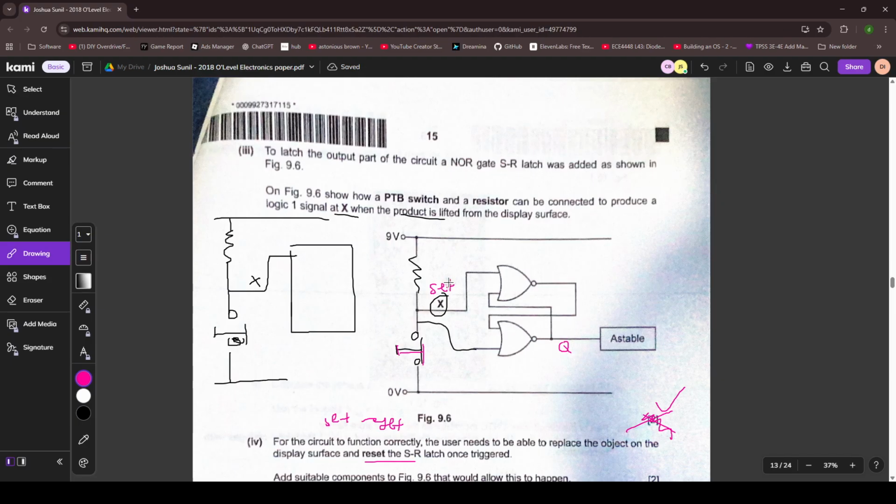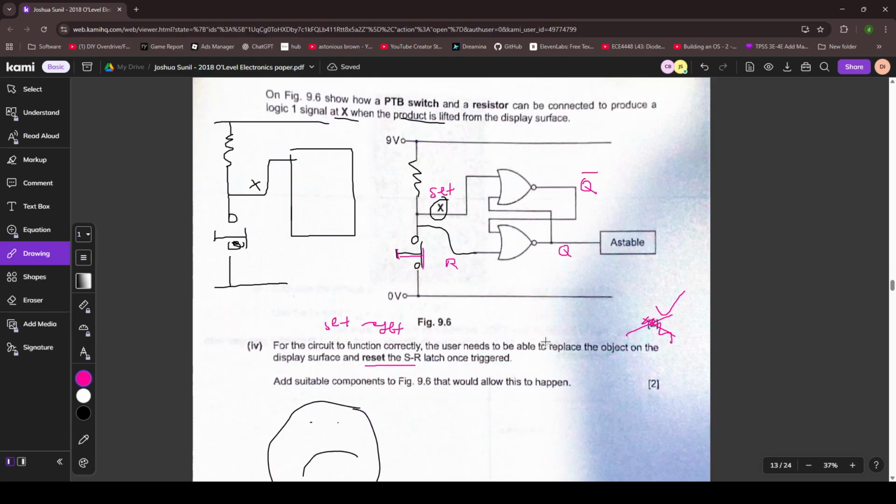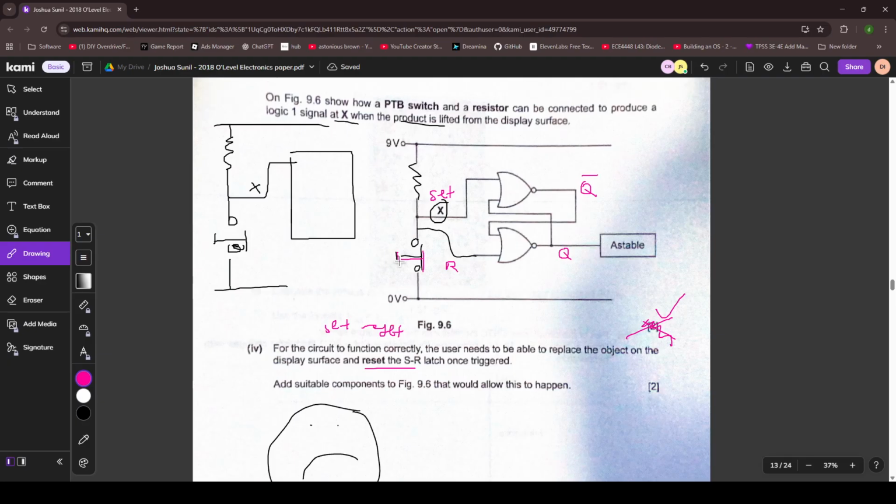Oh, for SR latches, if your one side leg is set, the other side will be Q bar. So this is reset, other side is Q. Okay, now basically what we want is once we close the switch, we want the SR latch to reset.